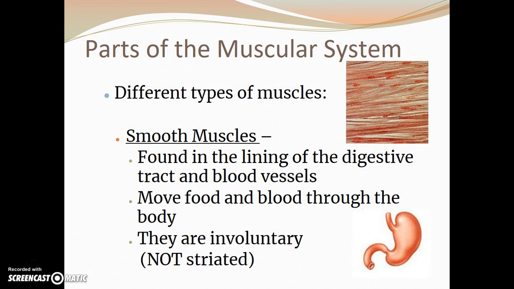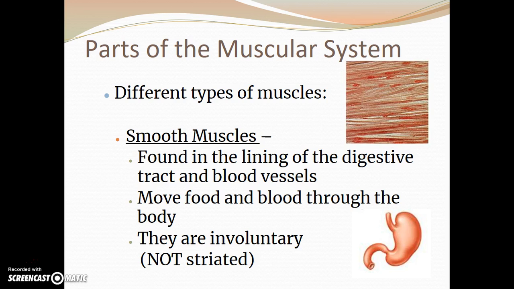The third type of muscle in our bodies is smooth muscle. This type of muscle is found in the lining of our digestive tract and also our blood vessels. This type of muscle can contract and relax, which allows food to be moved throughout our digestive system and also helps pump and move blood throughout our body.